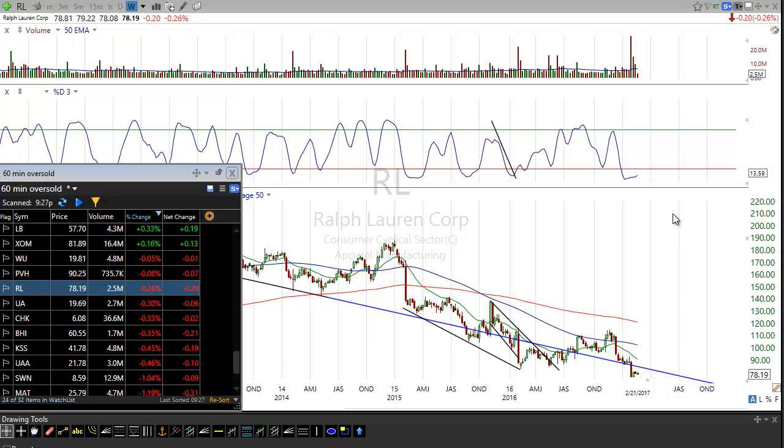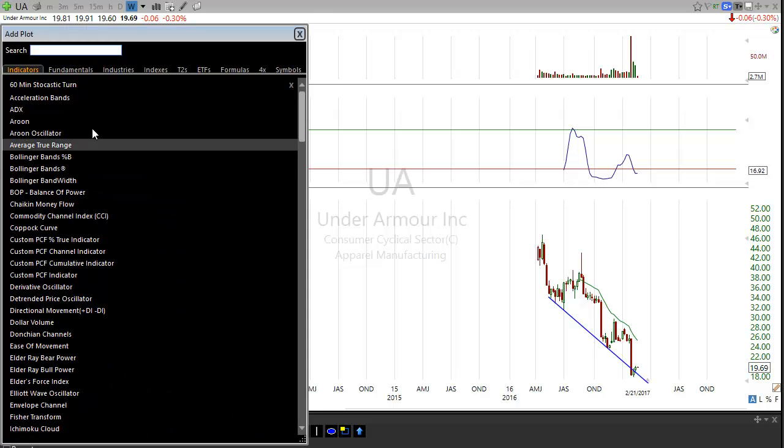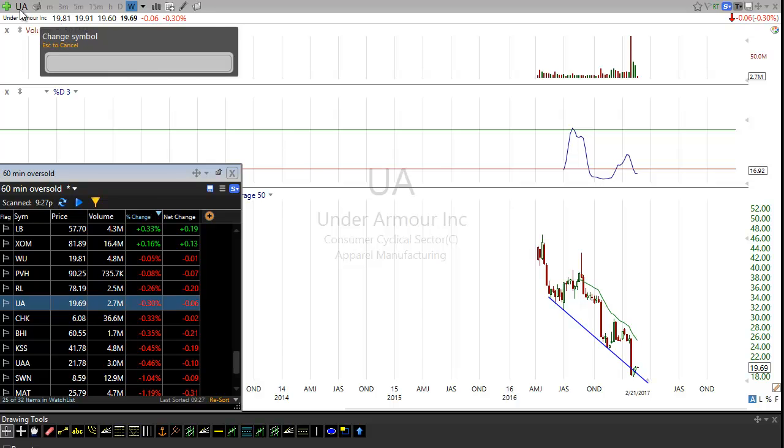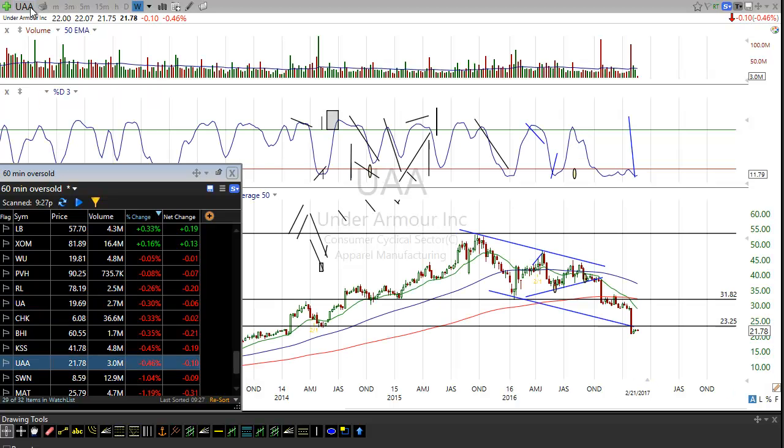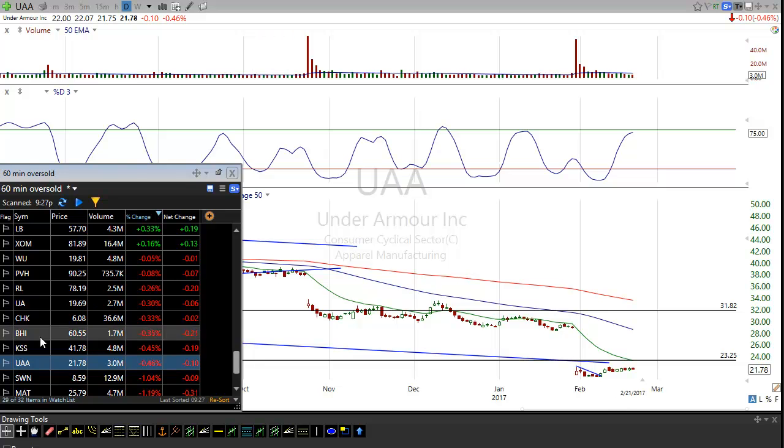Ralph Lauren, dirt stock here, getting crushed. Under Armour, excuse me. This is not the A shares. These are just the common shares. We'll probably see that in the double A, the A shares also. That I like. Let me just take a look at the double A here. Double A also oversold. There's something about this Under Armour I do like. I'm going to give it a couple more days.